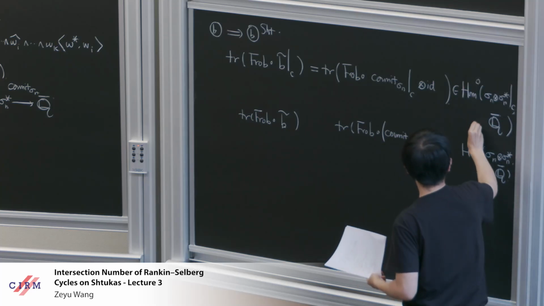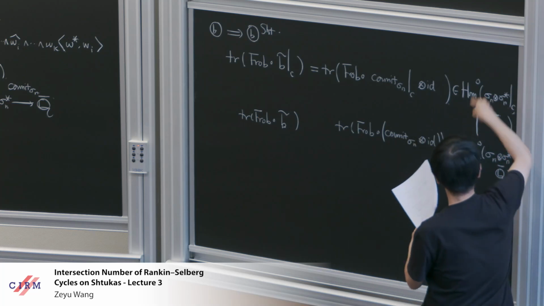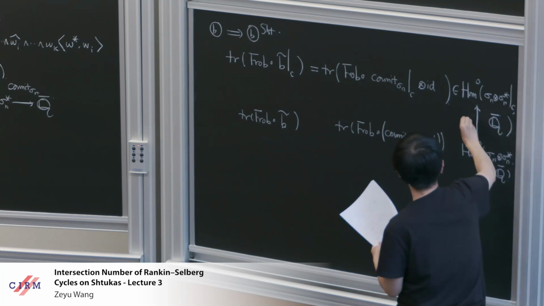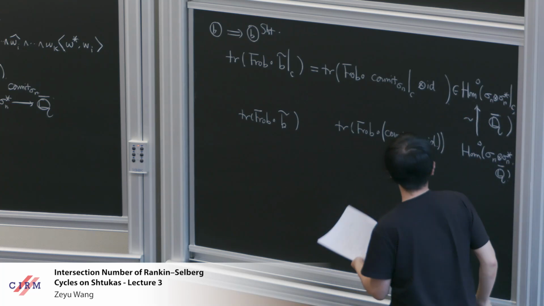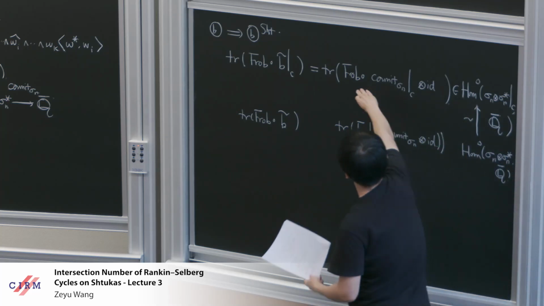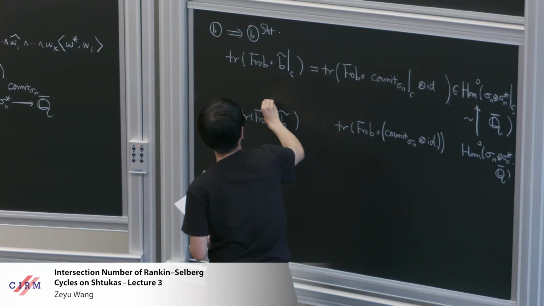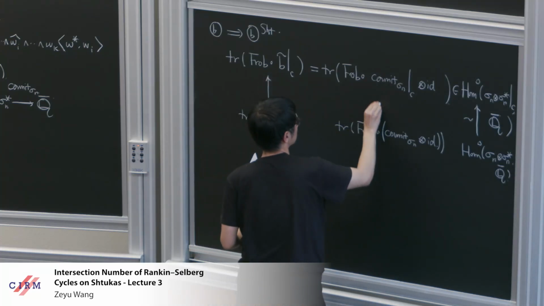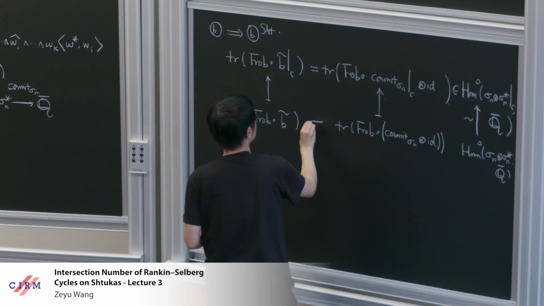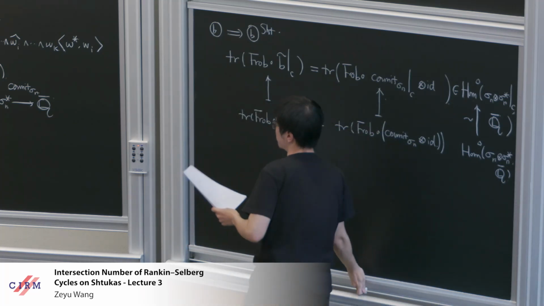And so the operation of taking the stalk at C really induces an isomorphism. Okay, so from this identity on the stalks, that really implies that these two traces are the same. So that's how you use B.